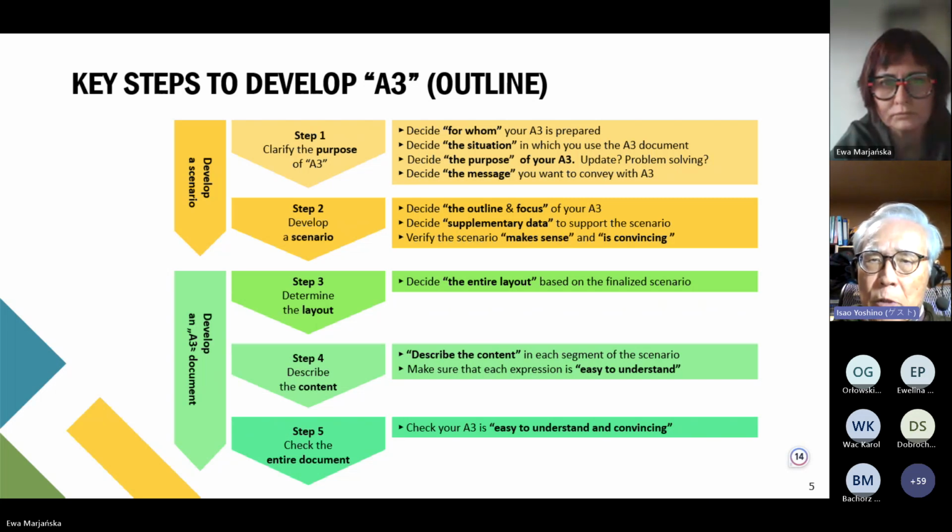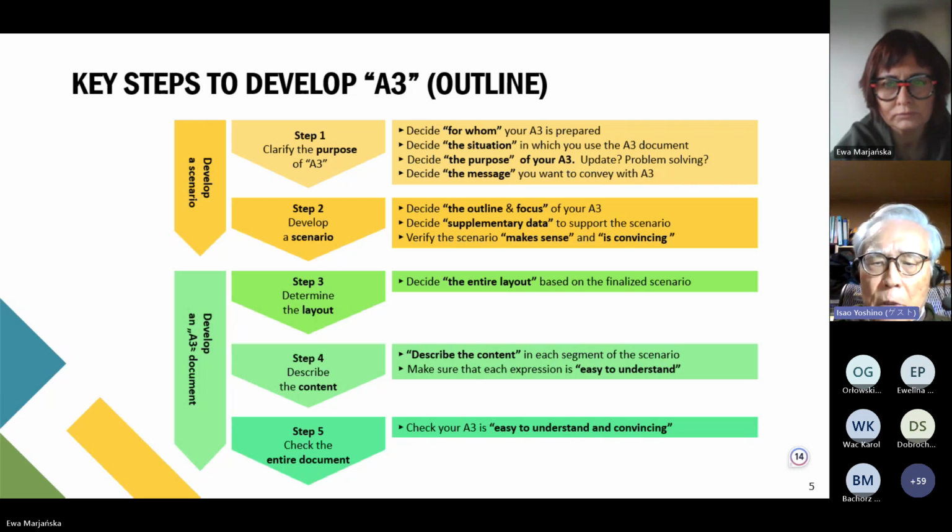Why do you prepare this A3? You want to convince somebody, or you just want to give some general information to somebody, or you want to receive an okay from their boss, or just share it with somebody else. So you have to decide the purpose of this A3. That is the first thing you need to do. And then based on that, decide the message. That is step 1. So you clarify the purpose.